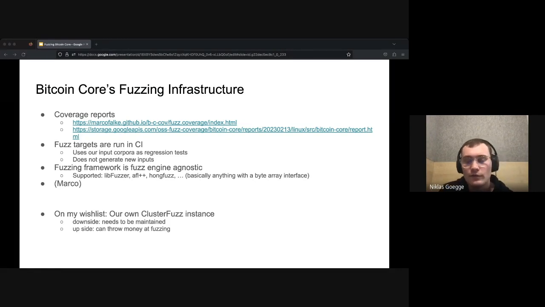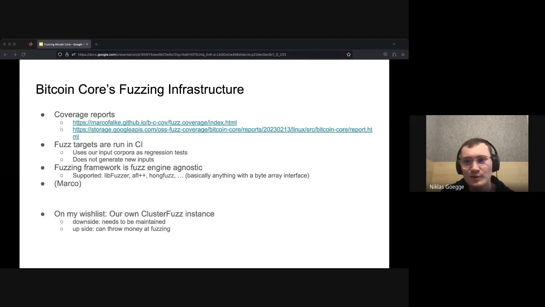And our fuzzing framework is fuzz engine agnostic, meaning you can pretty much plug any fuzzing engine into it that has the same interface as libFuzzer, like a byte array. libFuzzer, AFL++, HonggFuzz, and probably a bunch of others.